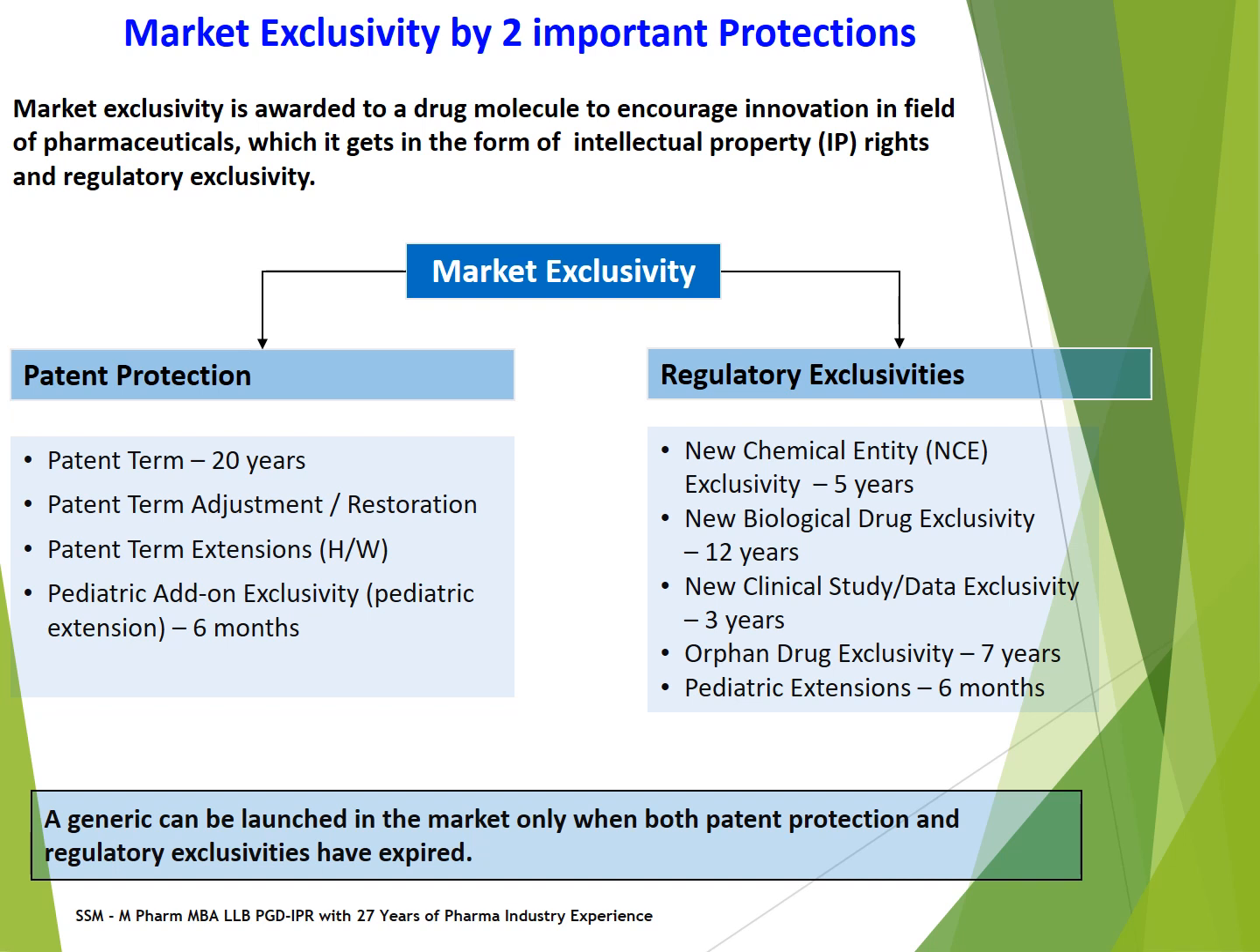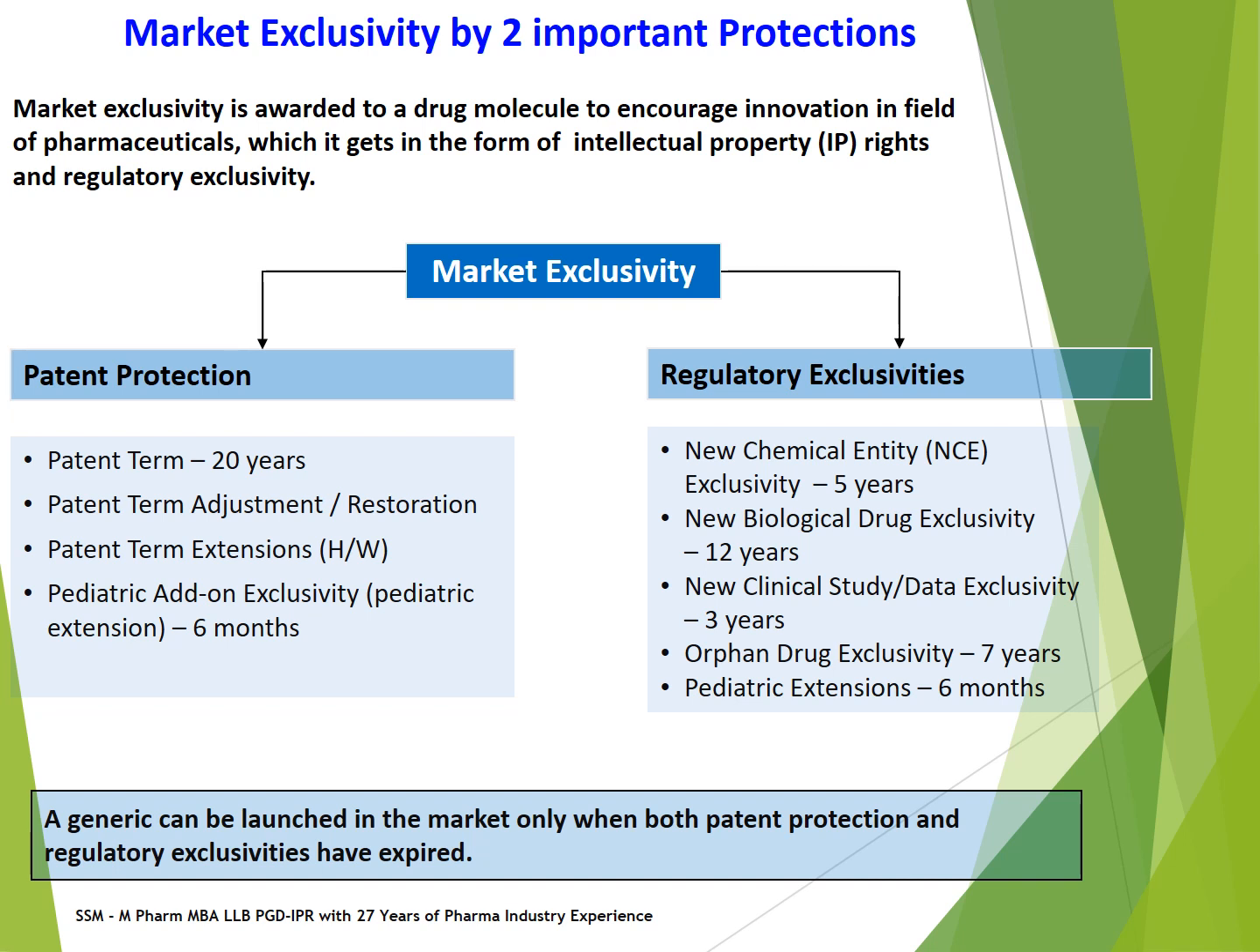And there is another pediatric add-on exclusivity. If the company submits the data in pediatric population, then they are eligible for 6 months of pediatric exclusivity or pediatric extension, which is add-on. So this 6-month extension will be added to the 20-year term of patent. So patent term will become 20 years and 6 months if pediatric extension is granted.